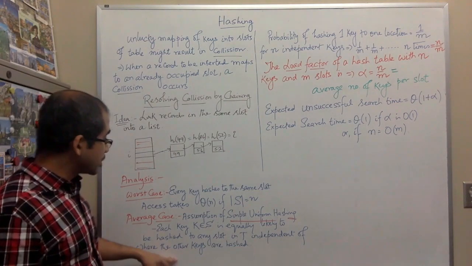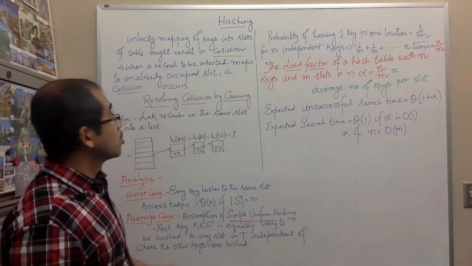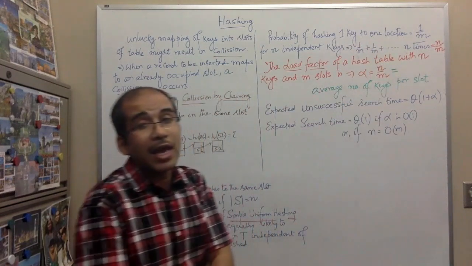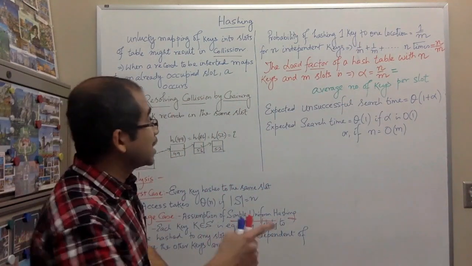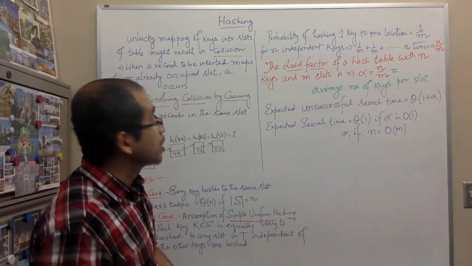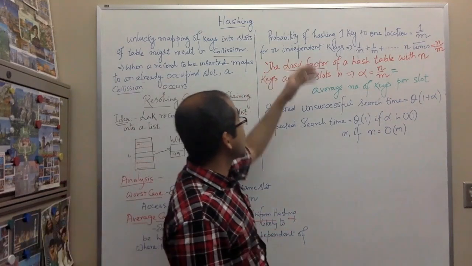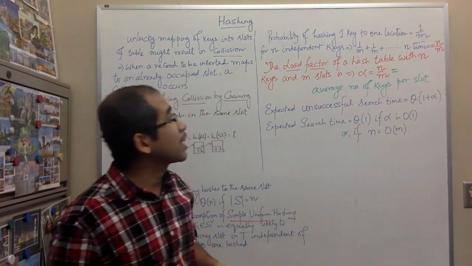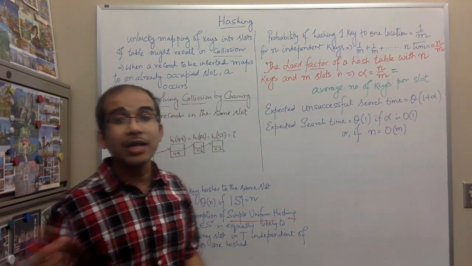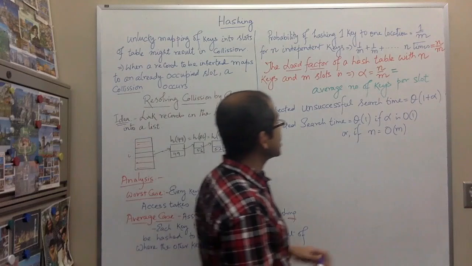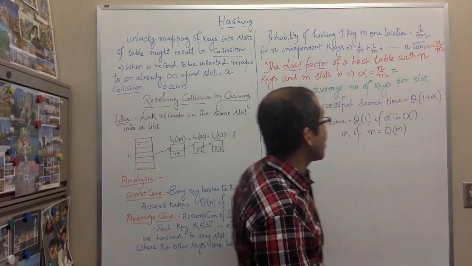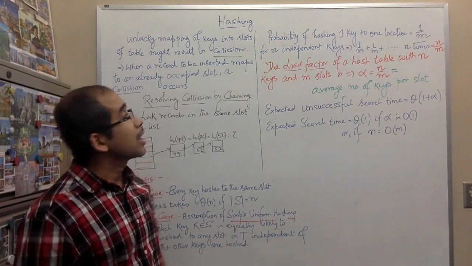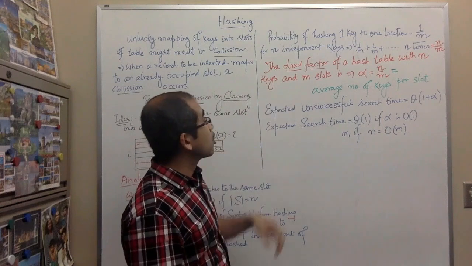So how do we say that? This is a probabilistic assumption. The probability of hashing one particular key to one particular location is 1 by m, because there are m slots. Any key can go to any slot, so the probability is 1 by m. Now if there are n independent keys, it will be 1 by m plus 1 by m plus 1 by m, n times. Because they are independent of each other, we add the probabilities, and finally we get n by m. Now we define a term called the load factor.